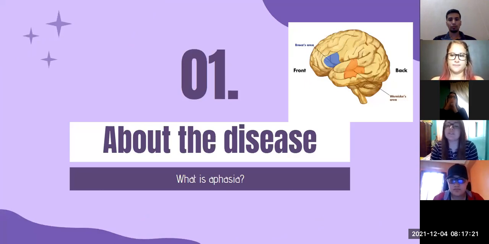Aphasia is a language disorder caused by damage in a specific area of the brain in charge of controlling language expression and comprehension. It causes a person to end up being unable to communicate effectively with others. There are many types of aphasia, which are classified depending on the area of the language dominant side of the brain that is being affected.